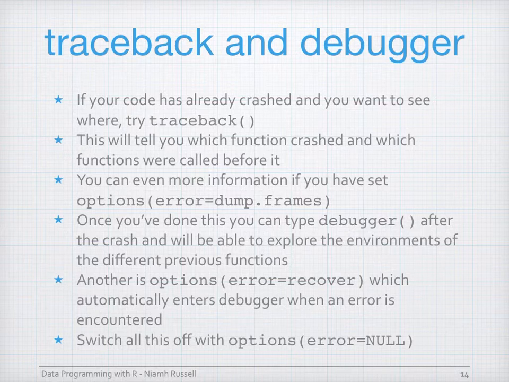If you've run a piece of code and it's already crashed, there's another really useful function called traceback. So we mentioned in the first video that one way of writing code that's easy to debug is to use a small main loop, or a small main function, which calls a number of subsidiary functions from the main function. And what traceback does is it will tell you which function crashed and which functions were called before it crashed.